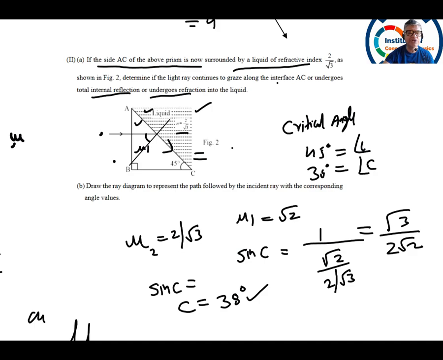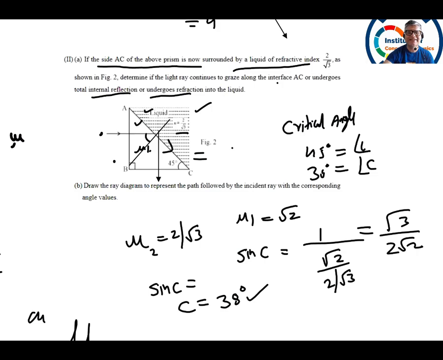Look at this. So your situation looks like this. You have reflected at 45 degrees. You came at 45 degrees, you will get reflected because you have exceeded the critical angle. Whenever you are incident at an angle which is greater than the critical angle, you are going to get total internal reflection. So my answer is total internal reflection will happen.